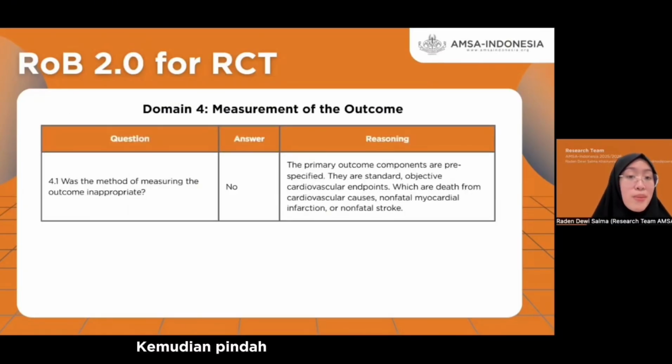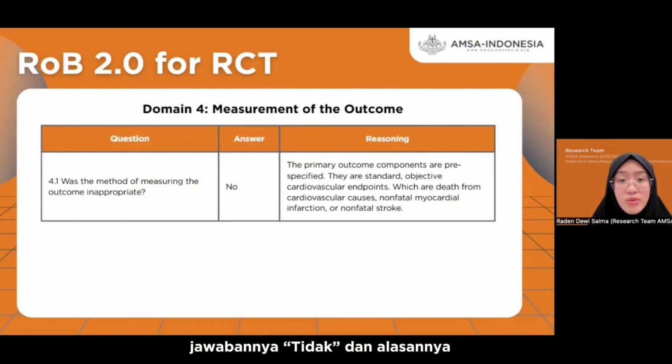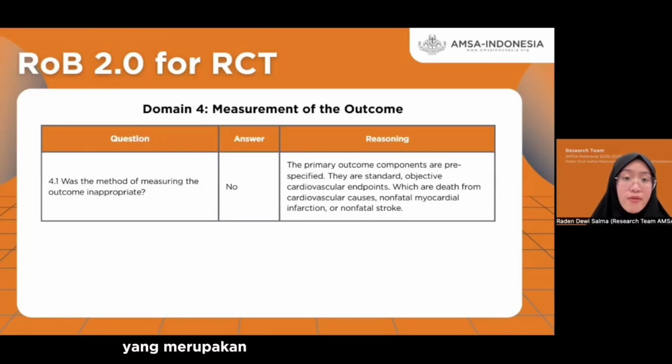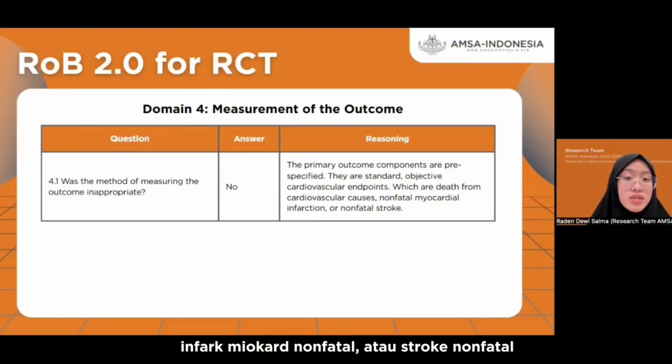We then move to Domain 4, Measurements of the outcome, which includes 5 aspects to assess. 4.1, was the method of measuring the outcome inappropriate? The answer is no. And the reason is the primary outcome components are pre-specified. There are standard objective cardiovascular endpoints, which are death from cardiovascular causes, non-fatal myocardial infarctions, or non-fatal stroke.